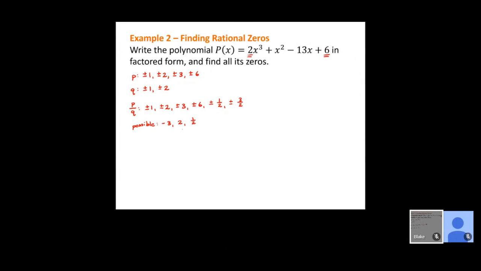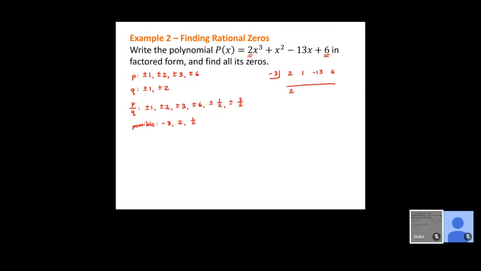All right, so here are the possibles, right? The -3, the 2, and the 1/2 that I just mentioned. Start with the -3. I'm going to go -3 in my box here. Coefficients this time, we have a 2. Coefficient of x squared is 1. Coefficient of x is -13. And then we have our constant term of 6. No missing terms this time, so no zeros. Bring down the 2.